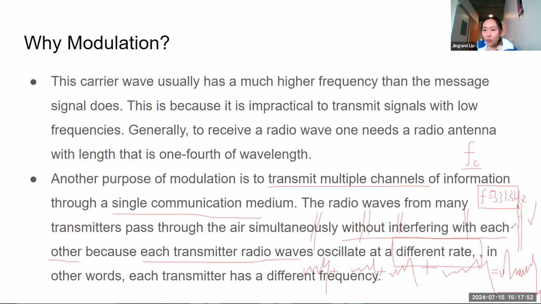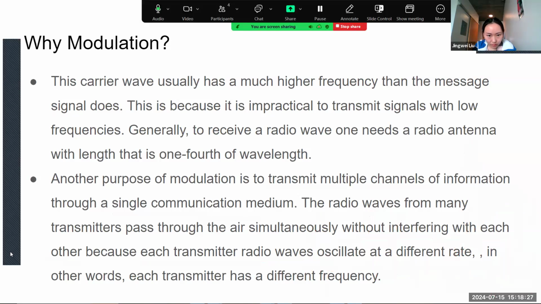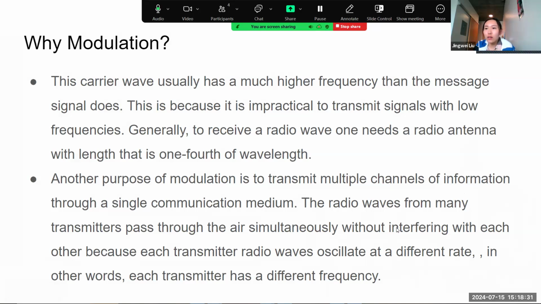Okay, so when you intercept this composed waveform and you set a specific frequency, which one you want, then you will only choose this specific audio wave with the frequency of 331.3 hertz. And this frequency is actually the carrier frequency. So for different information, you use different carrier waves, different carrier frequencies, to modulate them, and then you can transmit everything together through a single communication medium.